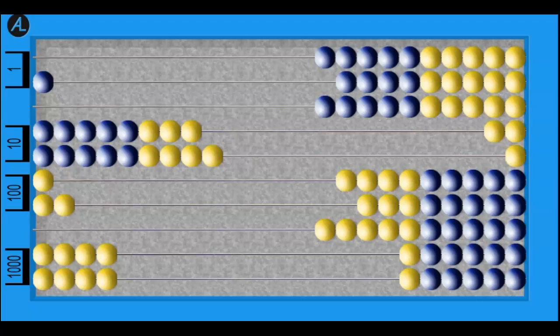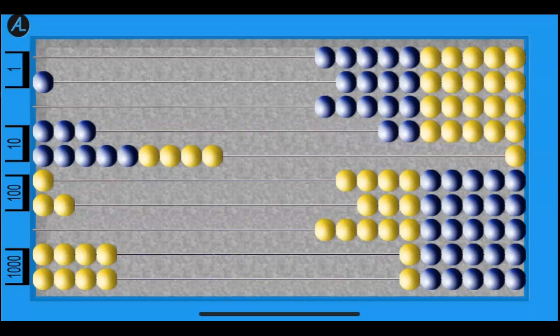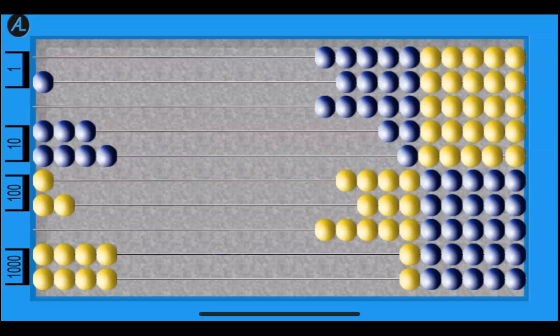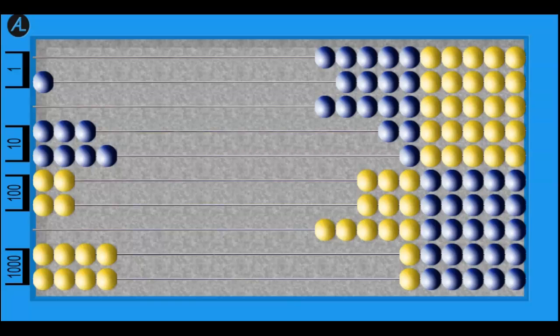You probably did it much more easily than I did. Well, obviously a trade could be made, right? So let's take down 10 tens, right? 1, 2, 3, 4, 5 on that wire. 5 on this wire. All right, I just took down 10 tens so I can give 1 to the hundreds. Okay, did you do that? All right.